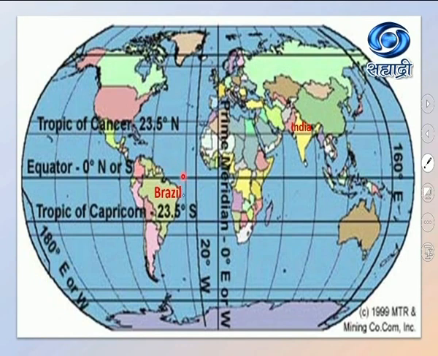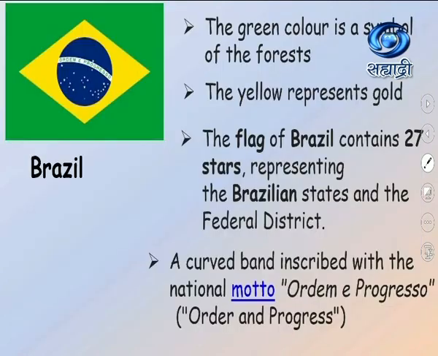Both the countries are having equal coastline. So this was the location of two countries. Let's move on and talk about the flags of both the countries.